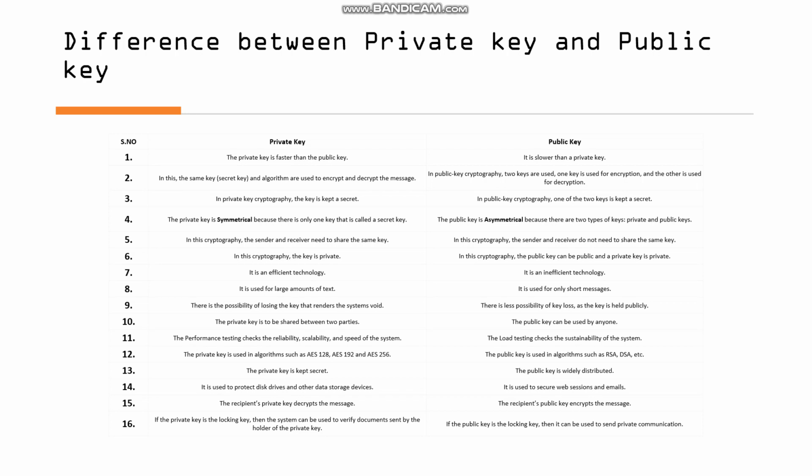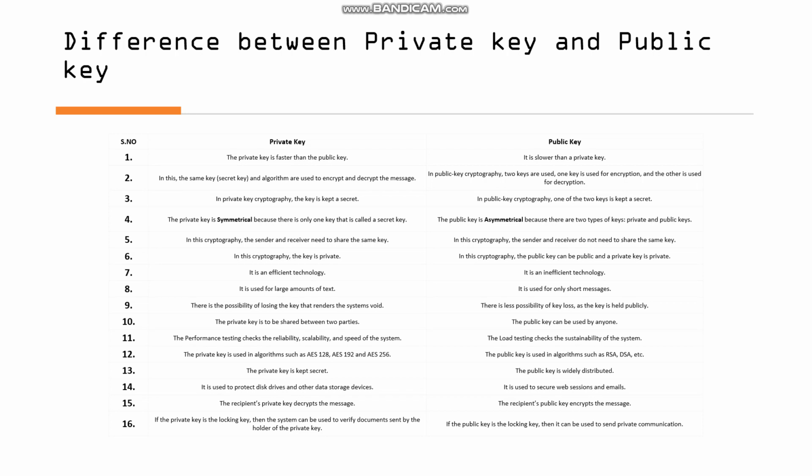Now we see the difference between the private key and the public key. The private key is faster than the public key. In private key cryptography, the same key and algorithm are used to encrypt and decrypt data. But in public key cryptography, we use different keys for encryption and decryption.